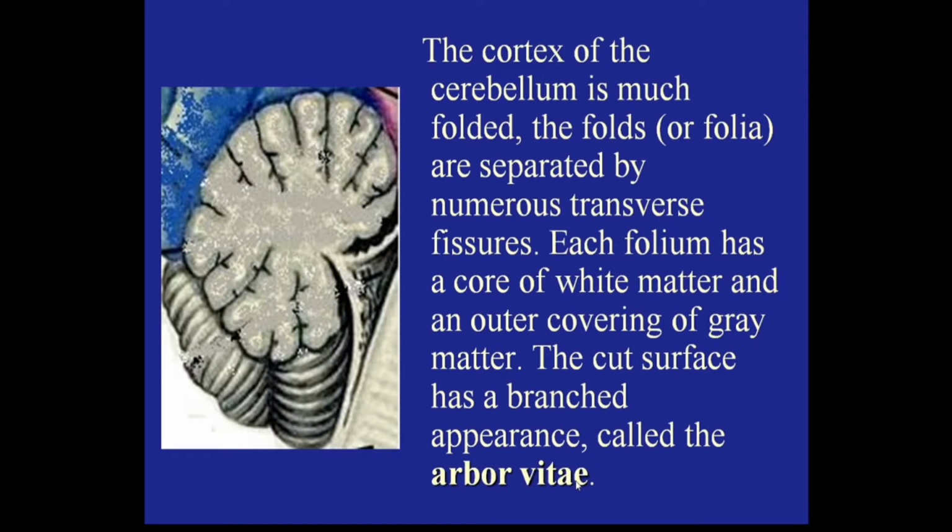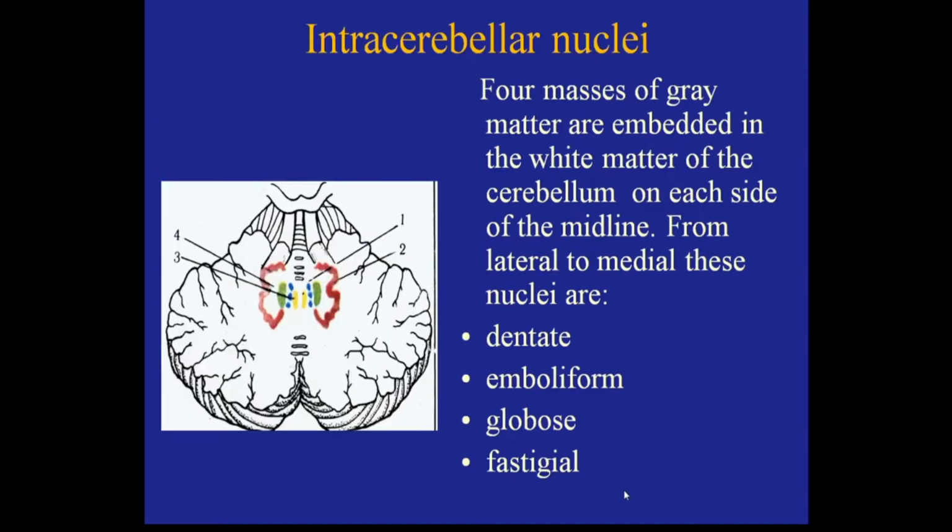The cortex of the cerebellum is much folded. The folds, or folia, are separated by numerous transverse fissures. Each folium has a core of white matter and an outer covering of gray matter. The cut surface has a branched appearance called the arbor vitae, tree of life in English.